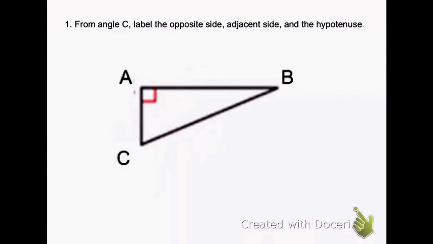On this one, from angle C, label the opposite side, the adjacent side, and the hypotenuse.